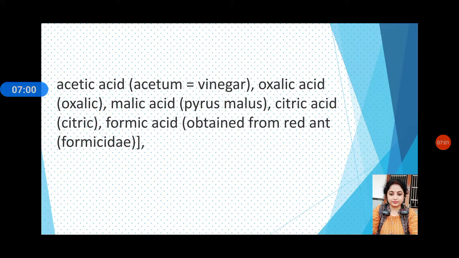The names oxalic acid, malic acid and citric acid have been derived from botanical sources: oxalis, pyrus malus, and citrus. Urea and uric acid have derived their names from urine, in which both are present. The liquid obtained by the destructive distillation of wood was named wood spirit. Later on, it was named methyl alcohol. Methy is spirit and hyle is wood.